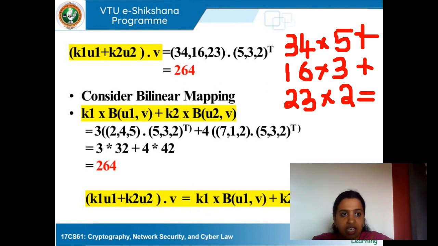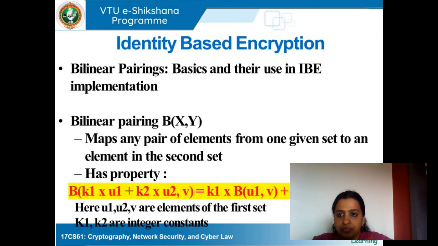Now that we have the value, we have seen that the bilinear mapping on the left hand side is 264. Now let us see whether the same value is obtained by calculating the values on the RHS.